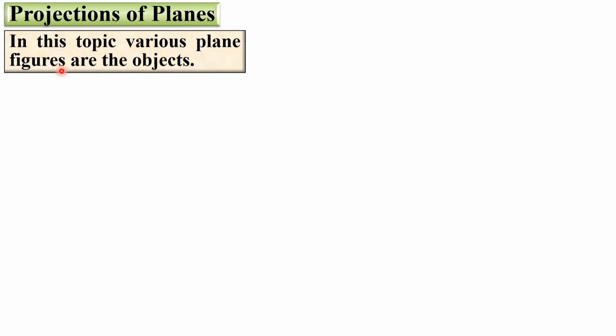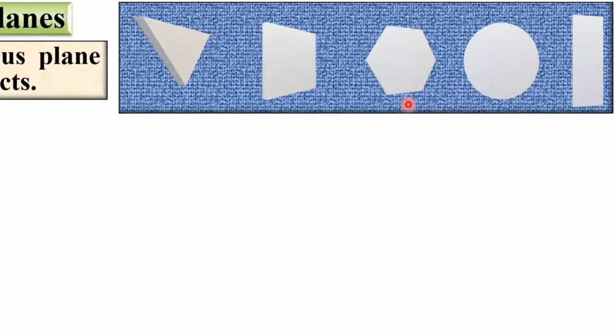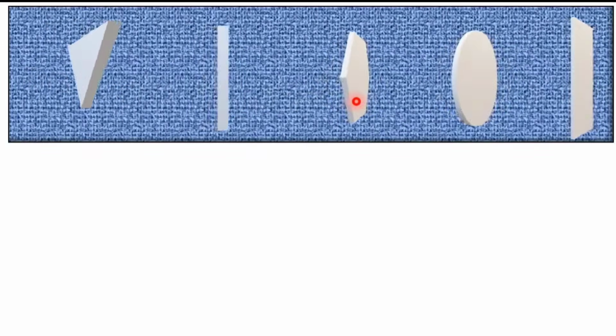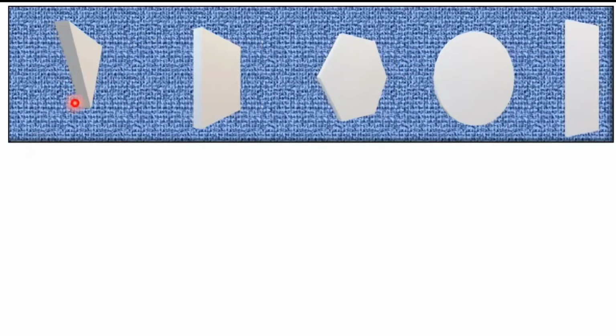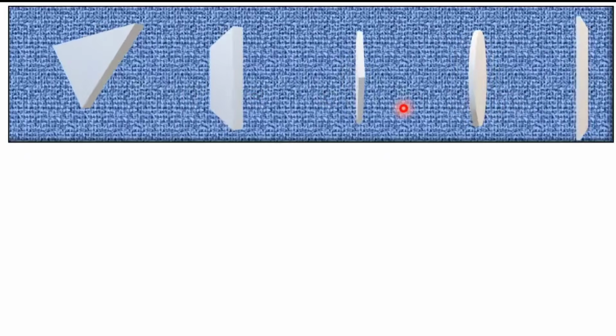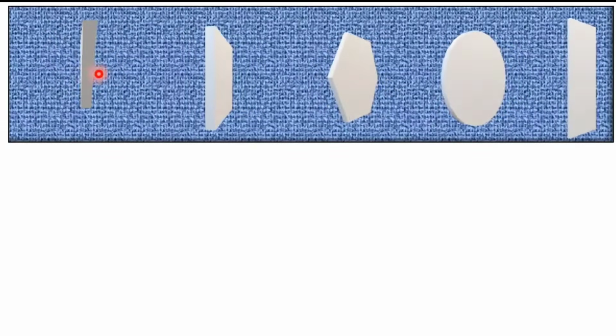So in case of projection of planes, there are various plane figures which are actually the objects, and the shape can be like this: triangle, square, hexagon, circle, rectangle. So these are the different planes that we are going to discuss in the chapter of projection of planes. Basically we are going to assume that the plane is a 2D figure, that means a two-dimensional figure whose thickness is ignorable.